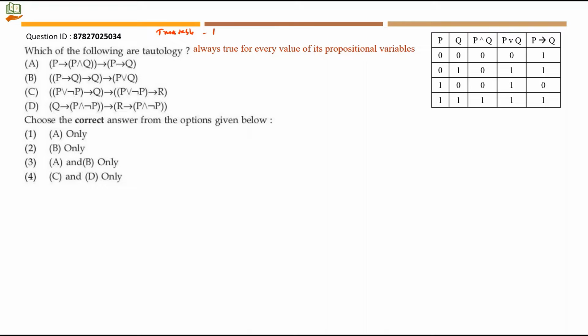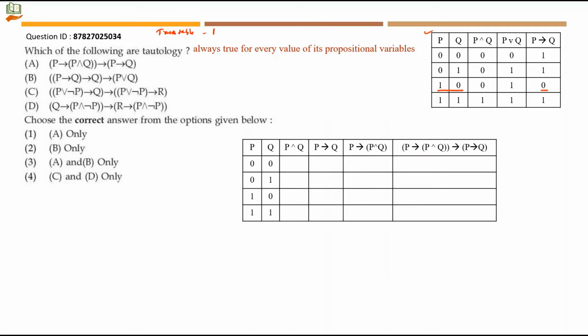Then we have P implies Q. It means if P then Q. P implies Q will have a truth table like this: when P is equal to 1 and Q is equal to 0, only in that case we will have 0. In the rest of the cases it is 1. At least you should know this basic set of truth tables, only then you will be able to work on this question. So let's get into the A option.